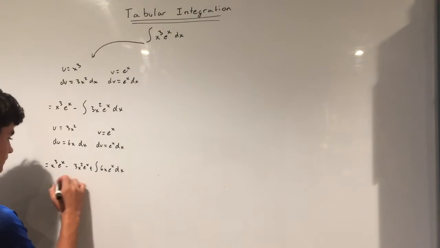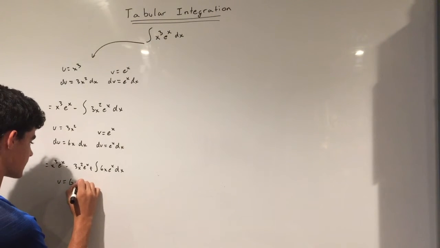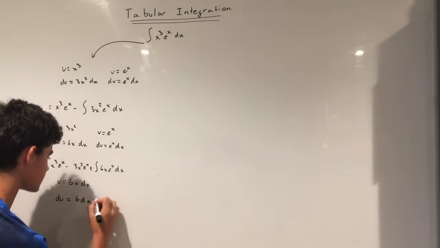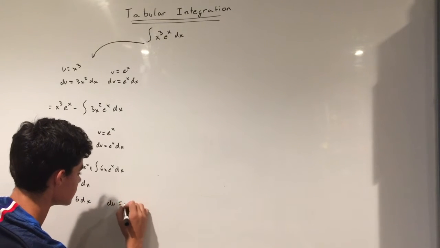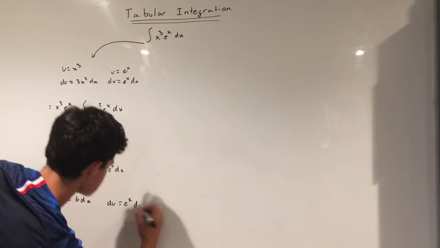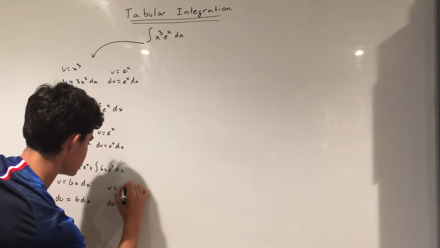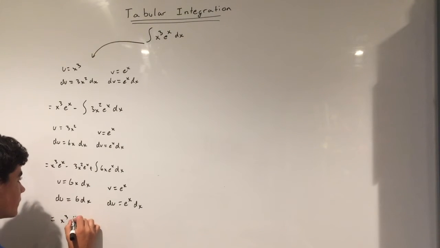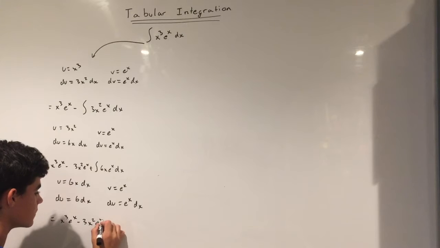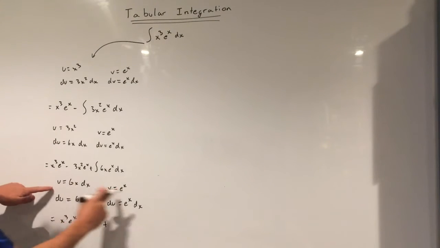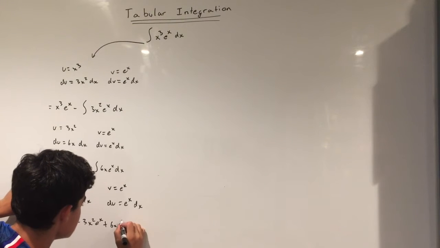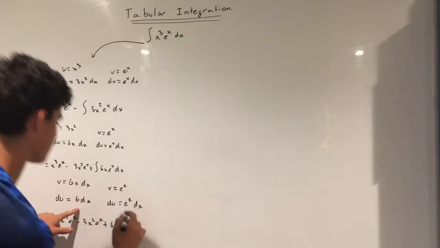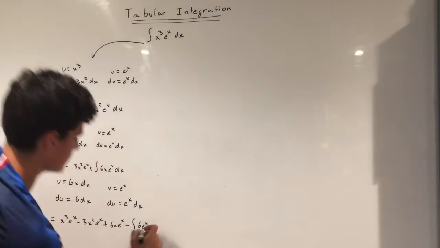So u is equal to 6x, du is equal to 6 dx, dv is equal to e to the x dx, v is equal to e to the x. When we finally plug it all in, we carry down our terms plus uv, 6x e to the x, minus the integral of v du, the integral of 6 e to the x dx.